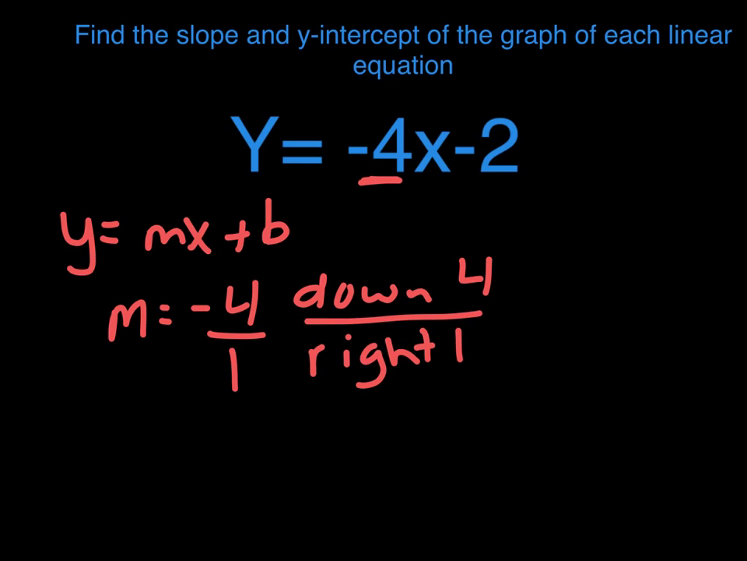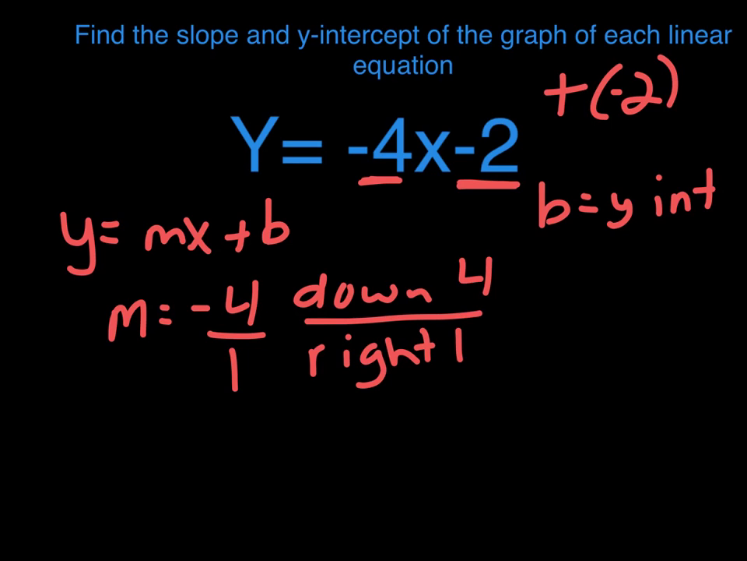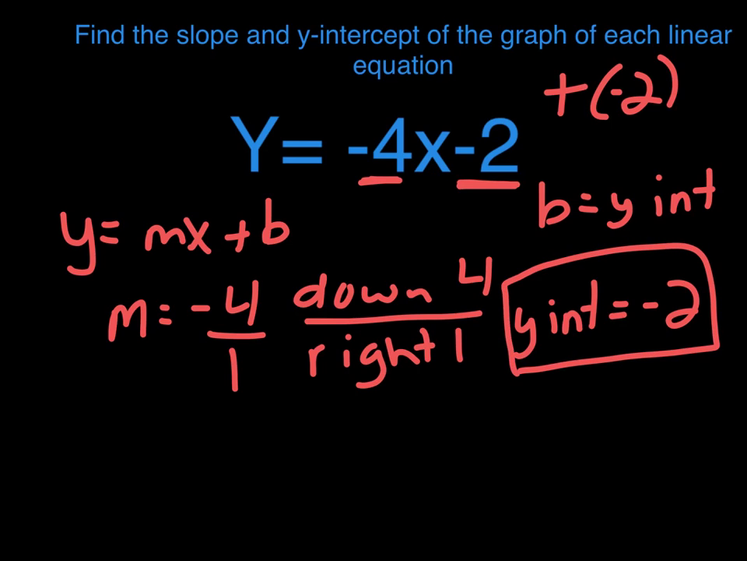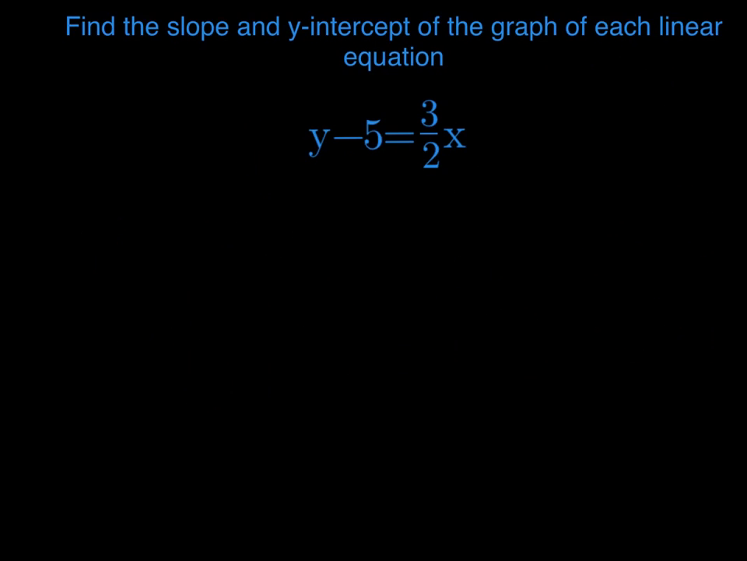So the -4 is our slope. Then, the b is equal to the y-intercept, and our b in this case is this -2. You can think of this -2 as plus a -2, since you're adding a negative, so they just put a -2. So in this case, the line would cross the y-axis at -2. So we have found both of the things that we were asked to find: the slope and the y-intercept.